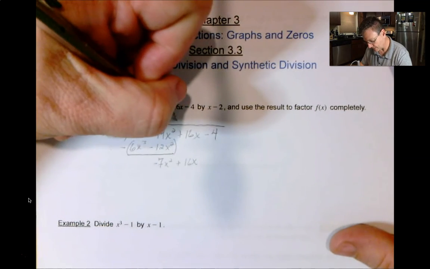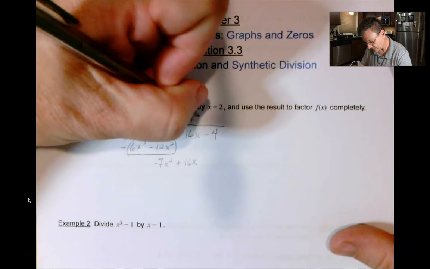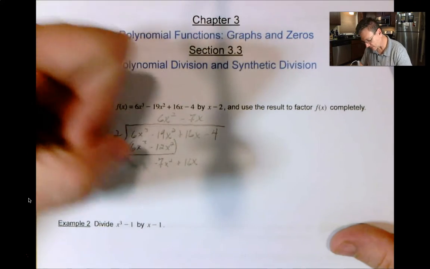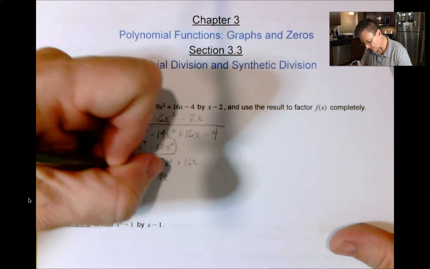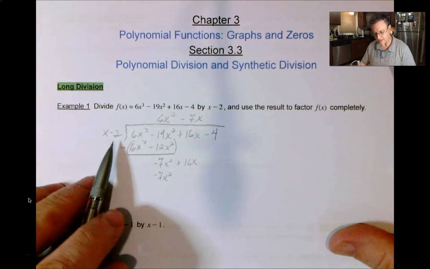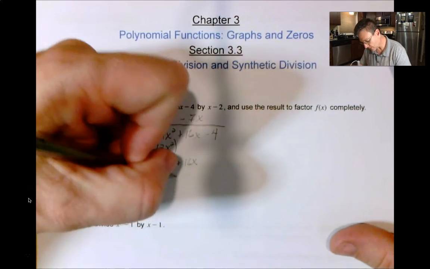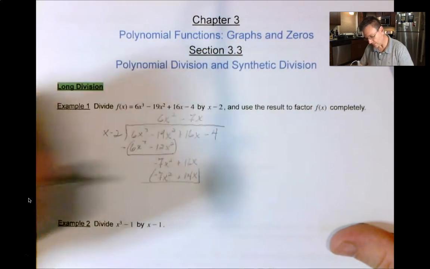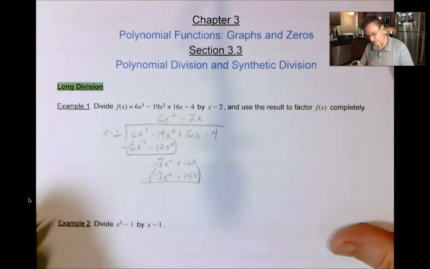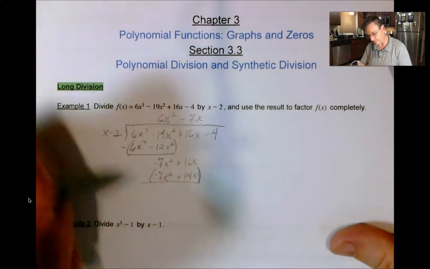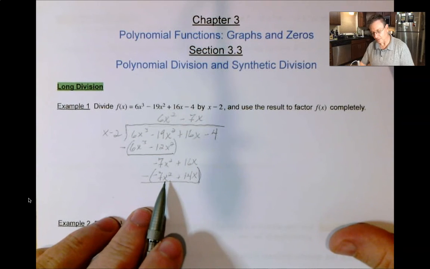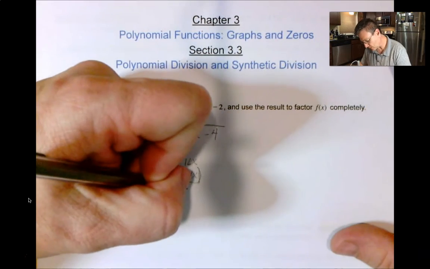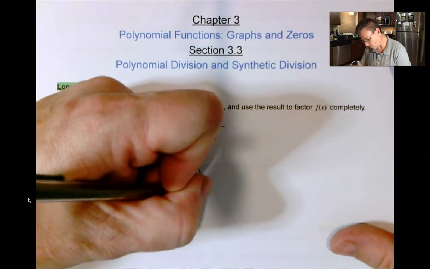We multiply by negative 7x. Negative 7x times x, negative 7x squared. Negative 7x times negative 2 gives me plus 14x. Again, I like to put it in parentheses so that I remember: negative 7x squared minus a negative 7x squared, those are canceling. 16x minus the 14x is 2x. Bring down the minus 4.